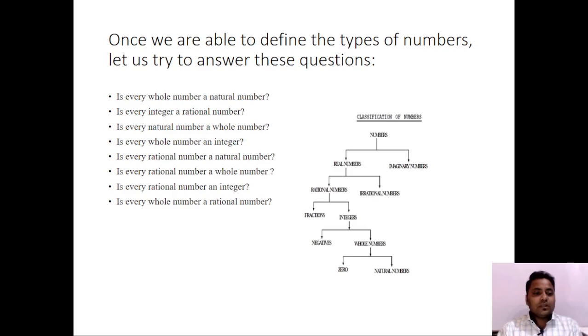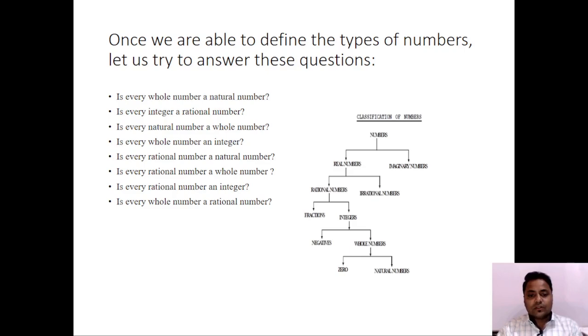Is every rational number a natural number? Is every rational number a whole number? Is every rational number an integer? Is every whole number a rational number? So these are the points and we have to answer. I think you should revise the previous lecture series, where I have already described the classification of the numbers, and here it is again.